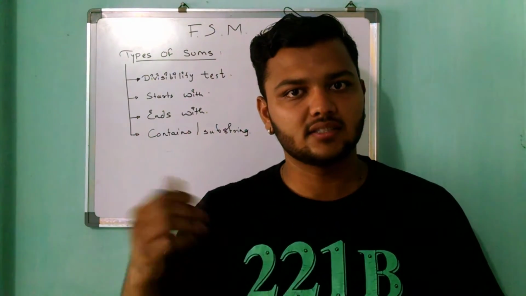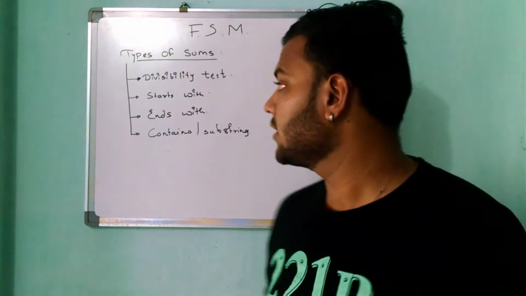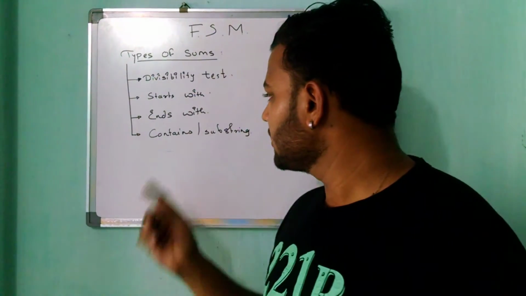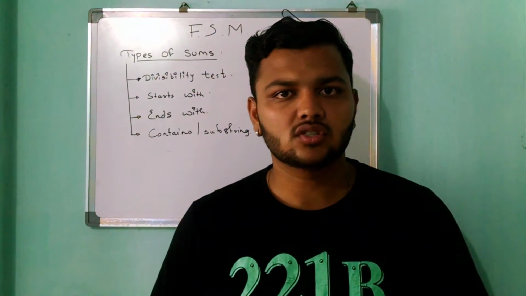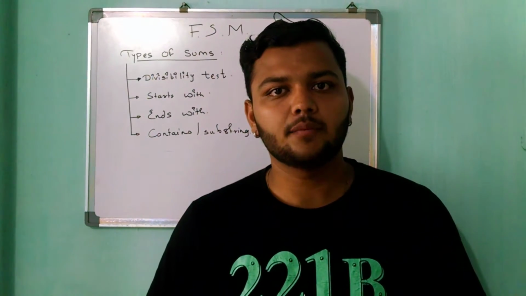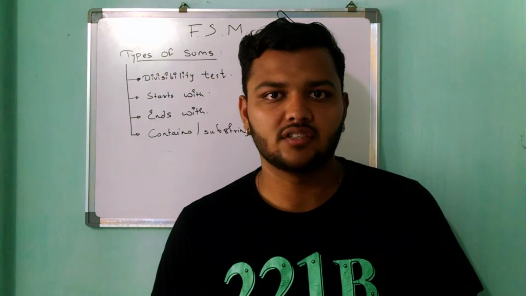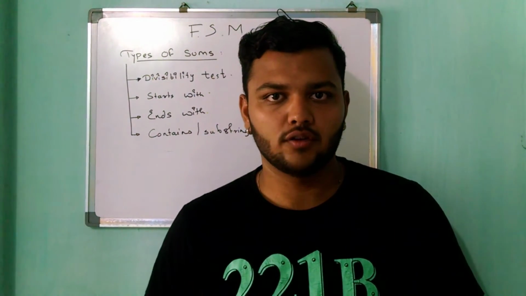First is the divisibility test that we did in the last tutorial. This time we are going to do the starts with, and there are two more, the ends with and the contains of substrings. In the starts with, we accept only those strings which have a particular substring at the start of that string. So let's go ahead and solve the problem.